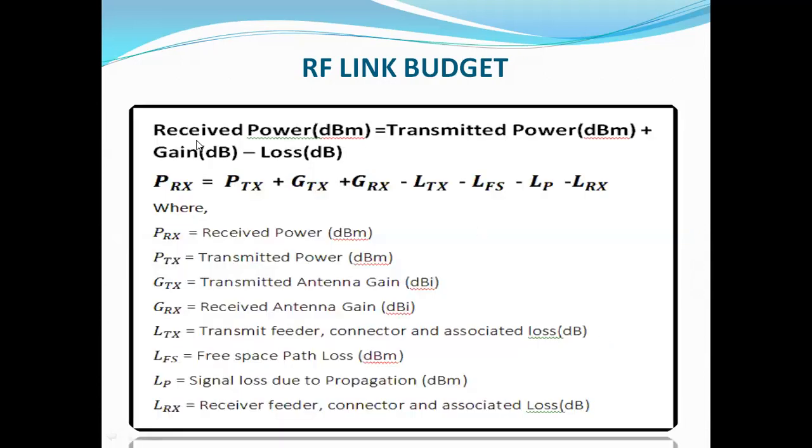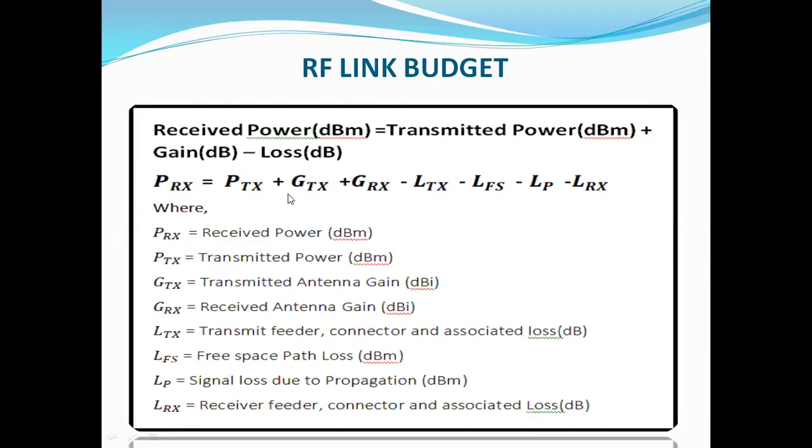Now, as I said, received power is basically transmitted power plus gain minus losses. PRX is the received power. This is the transmitted power. That means this is the power used during the actual transmission of the signal.